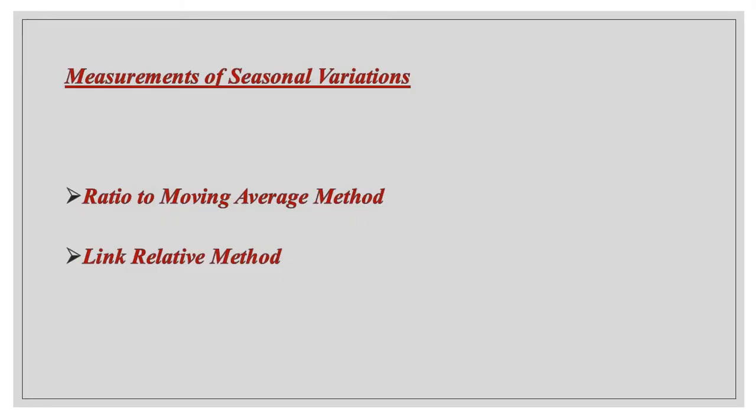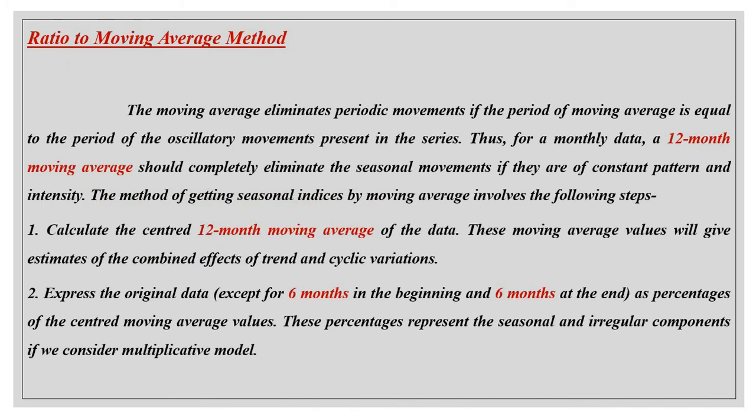In this lecture, I am going to describe the two methods of measuring seasonal variations of time series data. The first one is the ratio to moving average method, and the second one is the linked relative method. The ratio to moving average method.